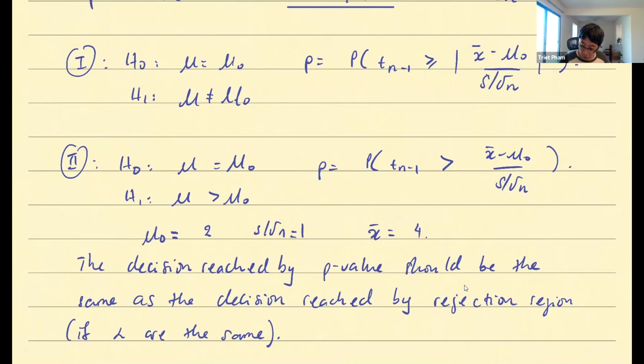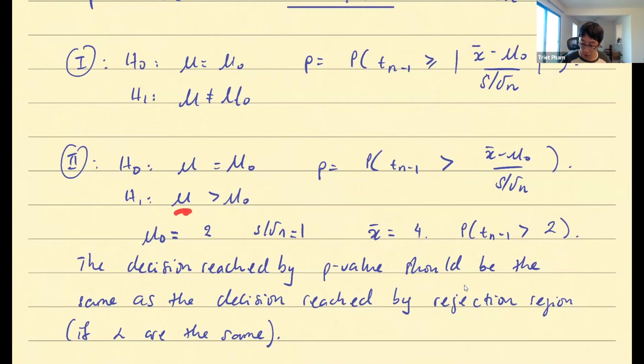Then when you calculate your p-value, you would calculate the probability that T_{n-1} is bigger than 2, right? Roughly speaking, you're calculating the probability that you observe a more extreme value than 4. In other words, the direction of bigger is the only direction you care about in this case. You do not want to care about the less than.